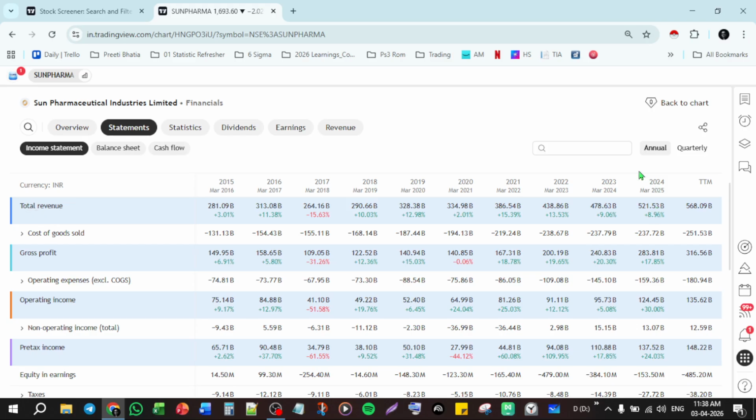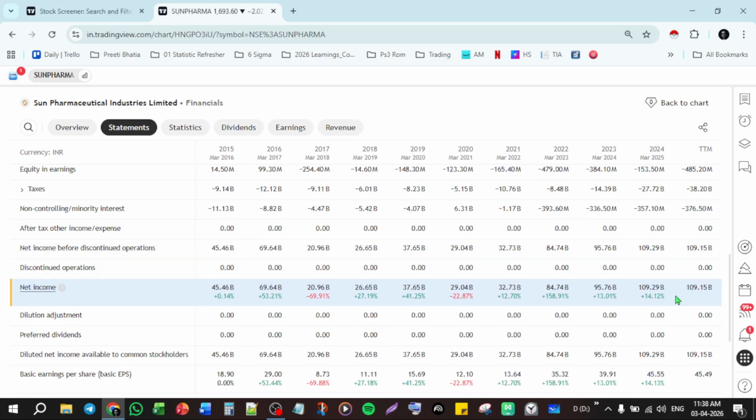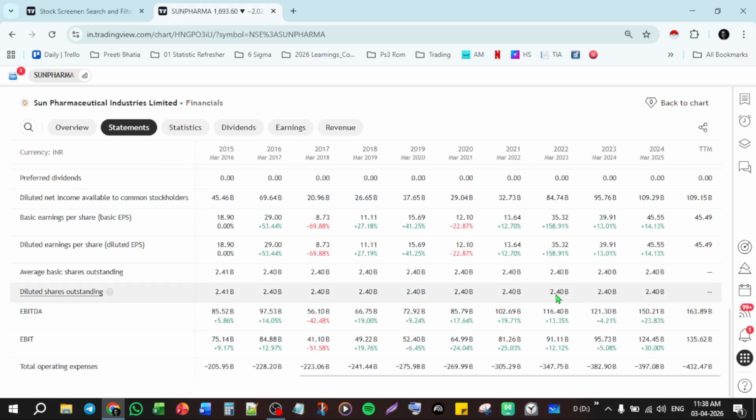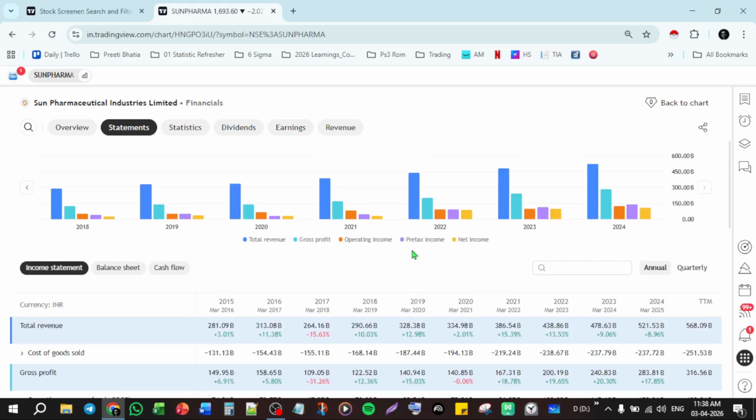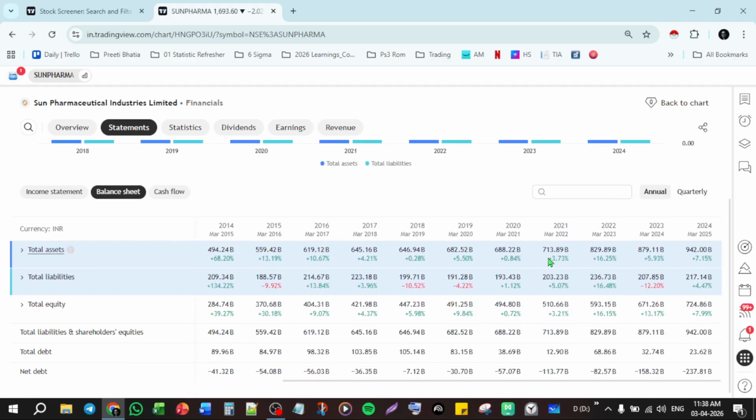521 billion. Prior to that, 478. Prior to that, 438. Means revenue is increasing year on year. Next, net income is increasing year on year. Great. So I have two things done. I know they are doing good revenue and net profit. Balance sheet. Assets are increasing year on year, means they are buying more things for doing good business.